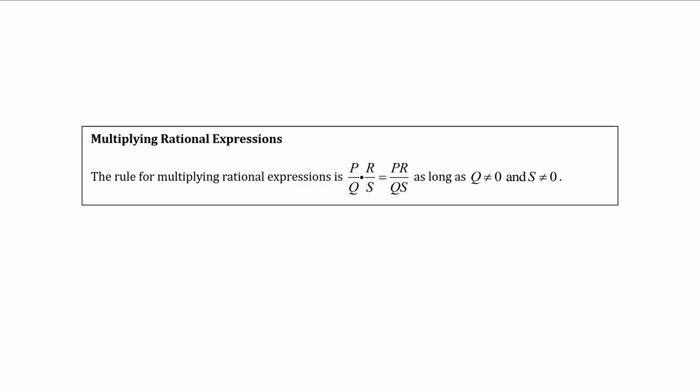Now, the reason why they stated that q and s cannot be equal to 0 is because we're working with fractions. And remember, we cannot divide by 0 whenever we're working with fractions. So what this rule is telling us is when we're multiplying two or more rational expressions together, we could combine them together all under one fraction using multiplication.